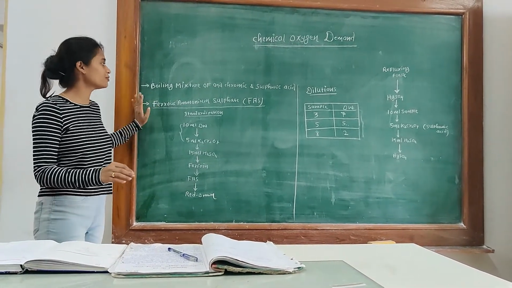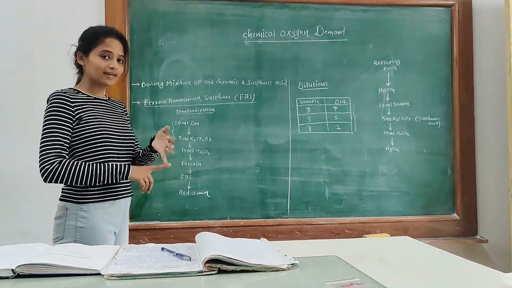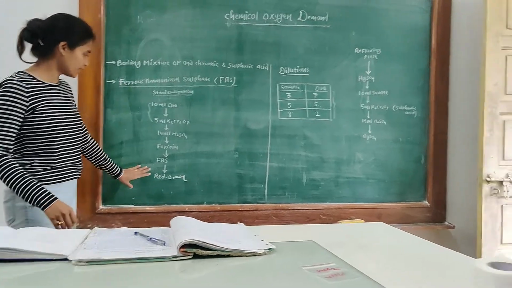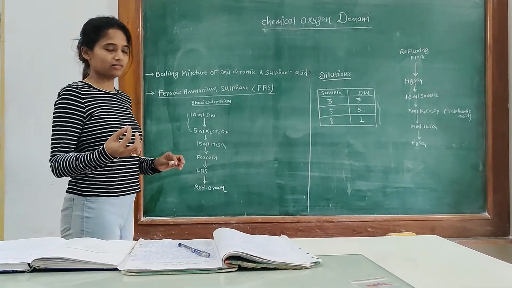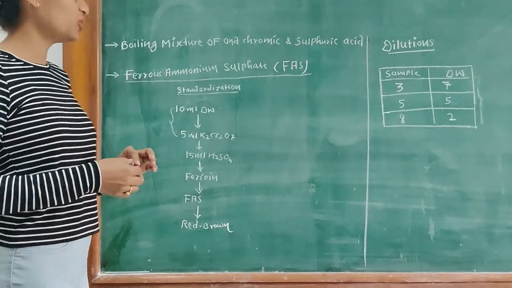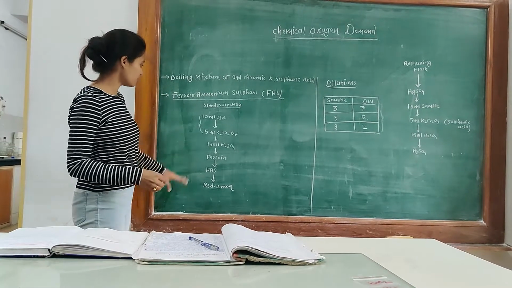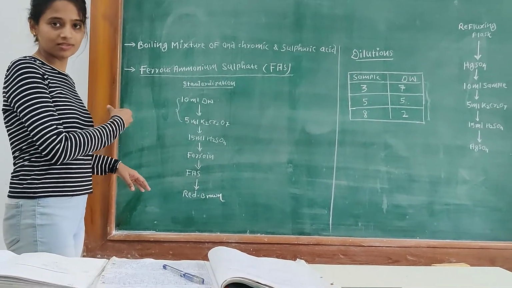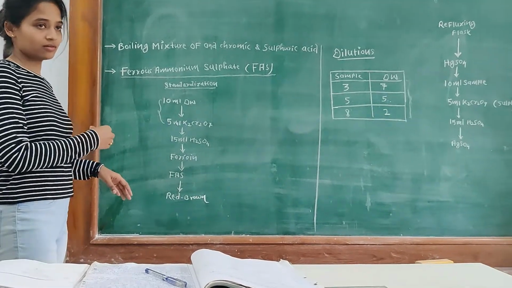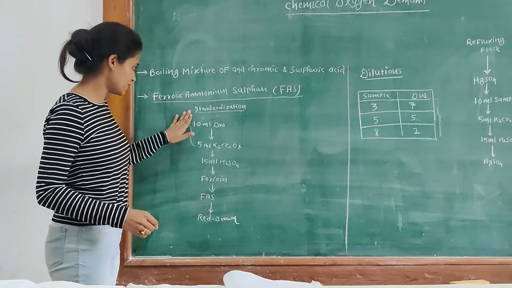So let's start with the standardization. Here we are using ferrous ammonium sulfate, so the very first step is to standardize it. This is the flow chart, and this is quite a lengthy experiment. You need to add so many chemical reagents here, so I'm giving you a flow chart to make the experiment simpler. So what do we need to do for standardization?